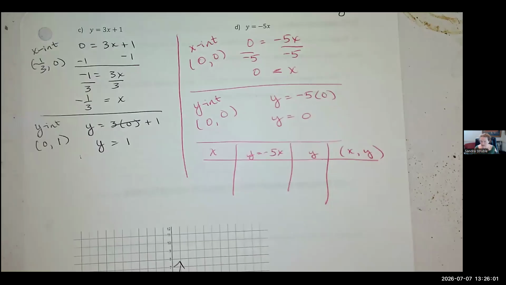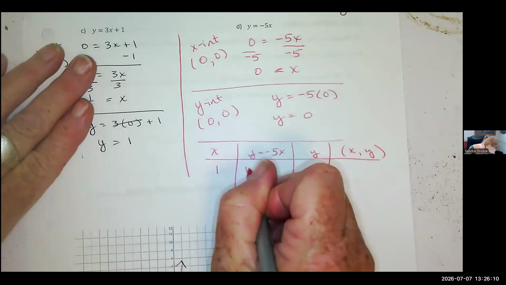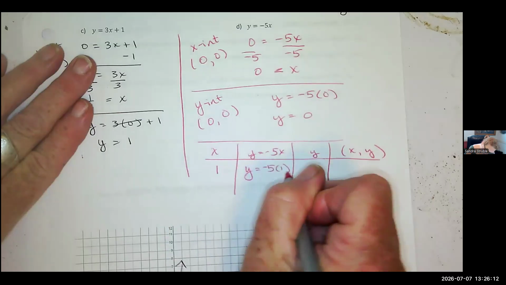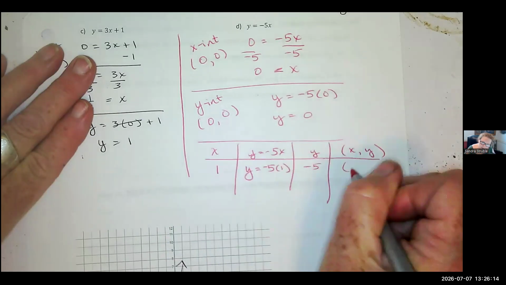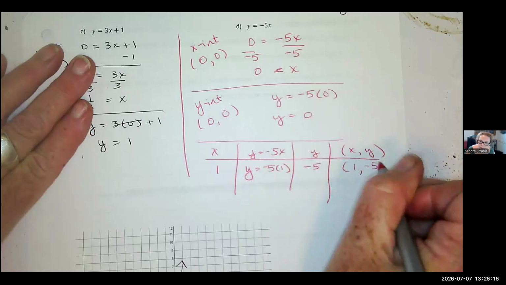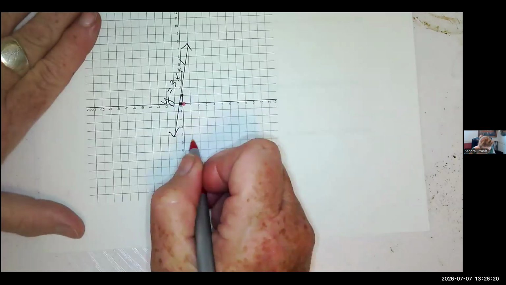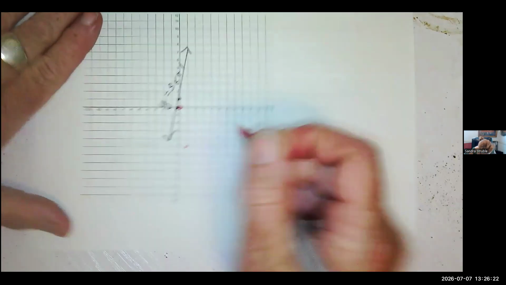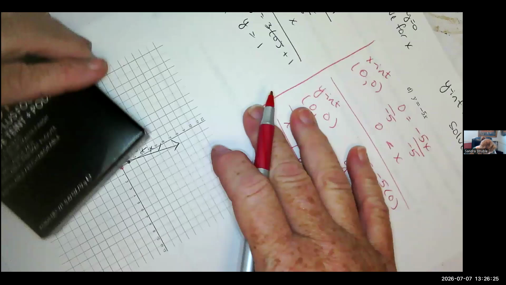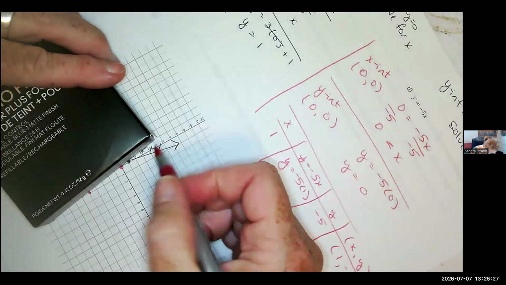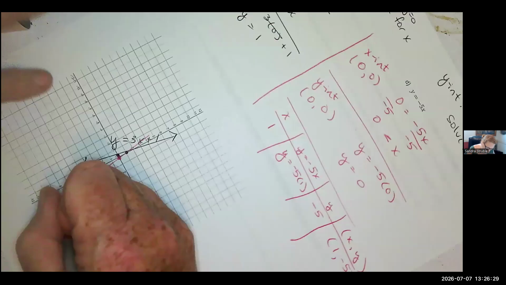Okay. It doesn't matter what you choose. We can choose 1, probably the easiest one. Let x equal 1. So y equals -5 times 1, which is -5. So our ordered pair is 1, -5. So write 1 and then down 5, place your point. Draw your line with arrows and then label it.